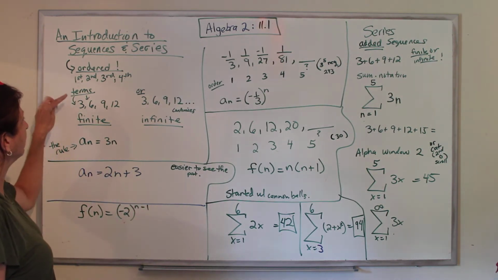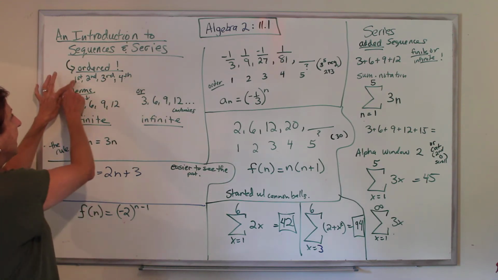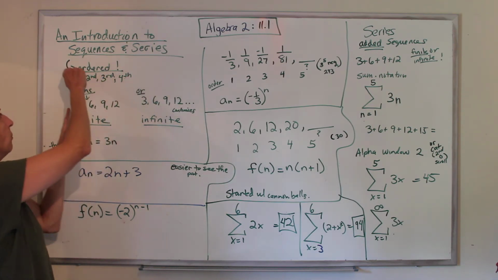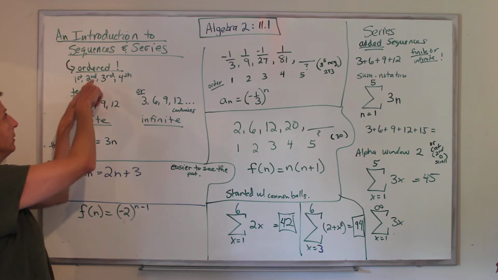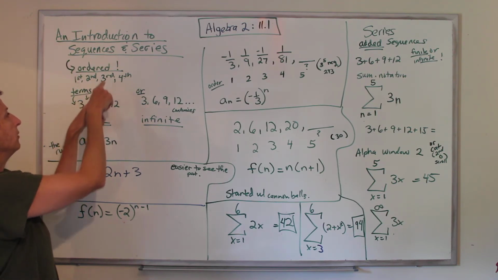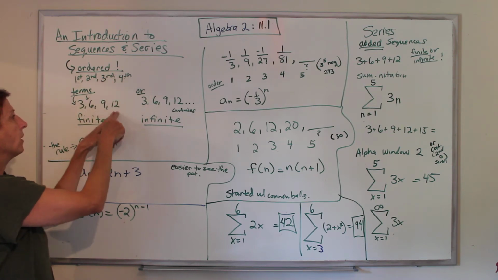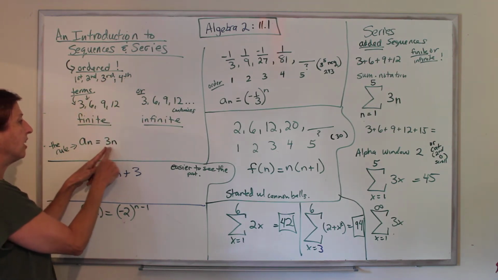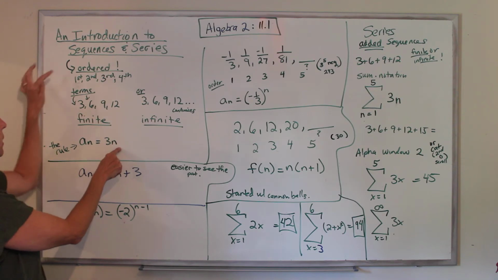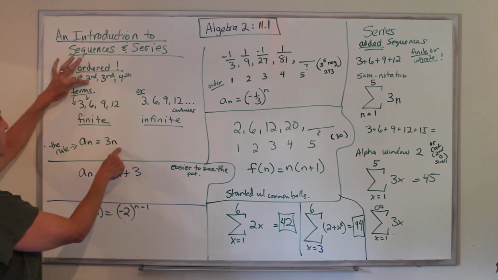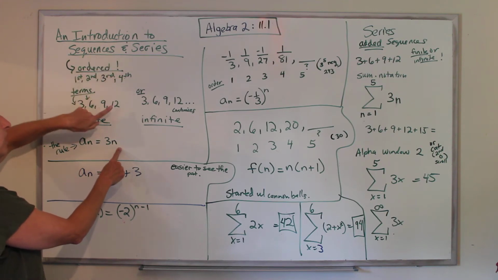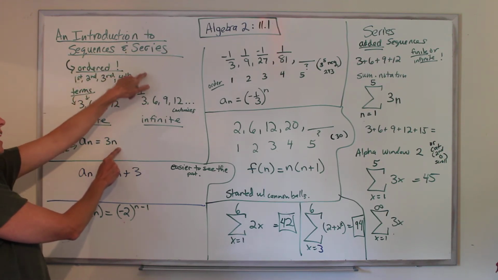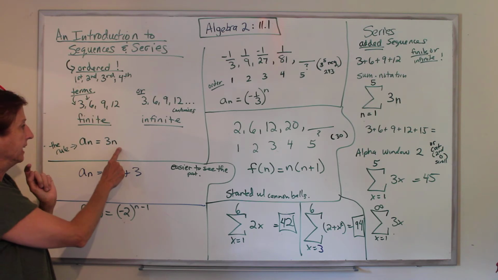Instead, you have to think of a rule that is connected to the order. So what did we do to 1 to get 3? What did we do to 2 to get 6? What did we do to 3 to get 9? What did we do to 4 to get 12? With each of them, we multiplied it by 3. 1 times 3 is 3. 2 times 3 is 6. 3 times 3 is 9. 4 times 3 is 12. 5 times 3 is 15.